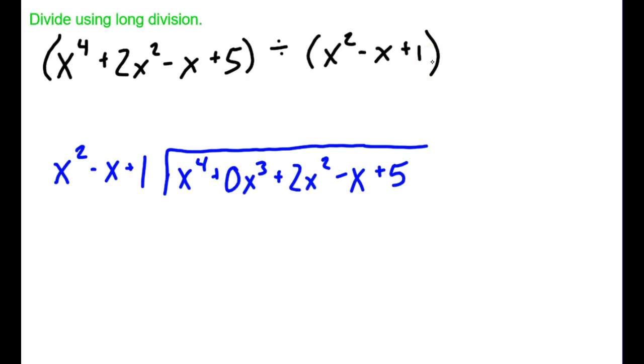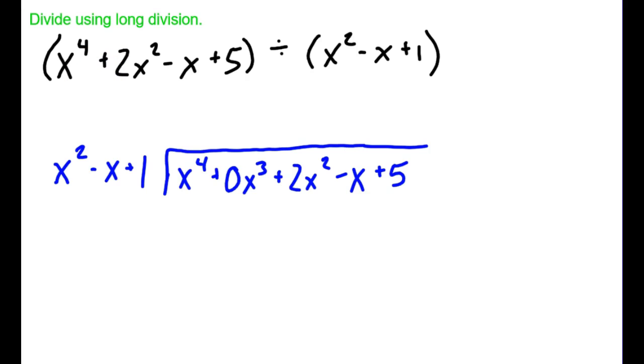So how we're going to set this up: underneath our division box is our dividend. Outside is the divisor, what we're dividing by. We're going through the same process you used when you first learned long division. It's going to be a little more complicated because we're using polynomials, but it's the same process. Also notice when I wrote my dividend, I have to have a place value for the x cubed term that we do not have. It helps to keep things organized.